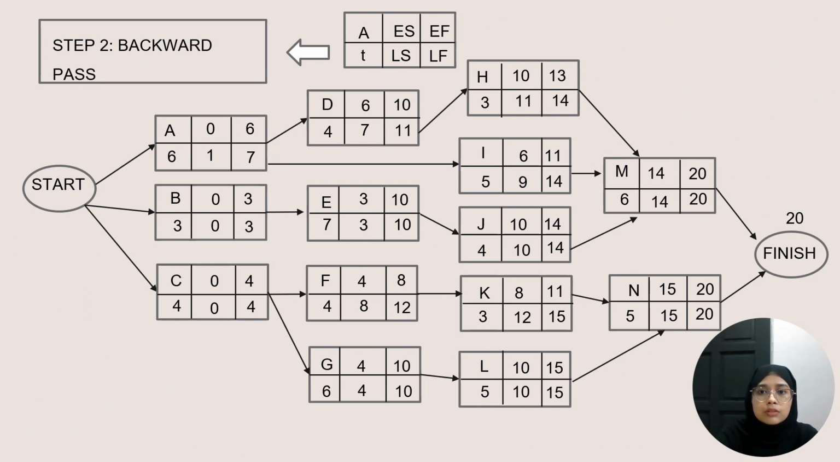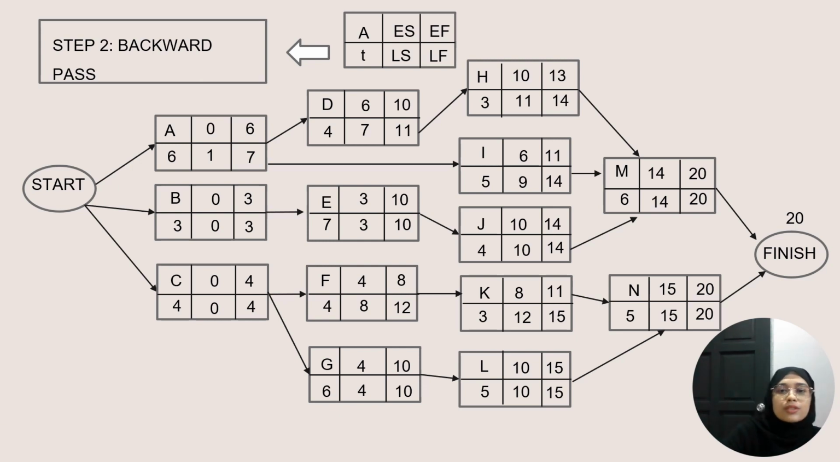Next, activity F also has one successor, which is K. The latest start time will be 12 minus 4, which gives 8. Likewise, activity E also has one successor, which is activity J. The latest start time will be 10 minus 7, which gives 3. Anyway, activity D also has one successor, which is H. So at the latest start time, we will get 11 minus 4, which gives 7.